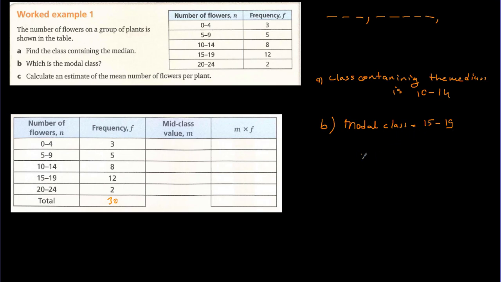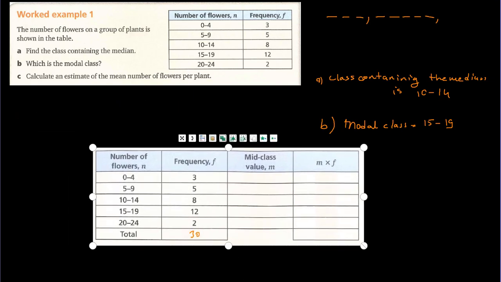Here, this part is important: how to find the mid-class value. We are going to use this table. I want to explain what this 0 to 4 means. When there are 0 to 4 flowers, it means 0 flowers, 1, 2, 3, and 4 flowers. The second group starts with 5, 6, 7, 8, and 9 flowers. The third group starts with 10, 11, 12, 13, and 14 flowers. You can continue to write.